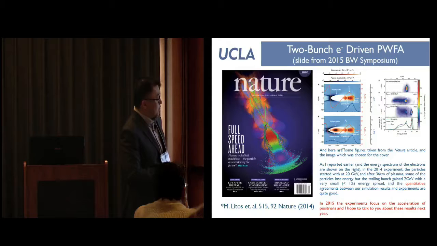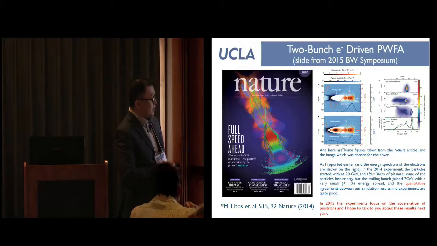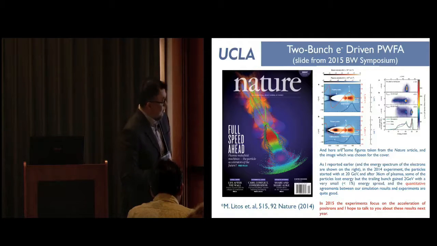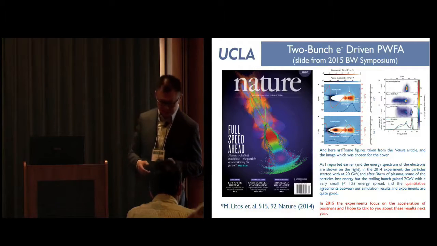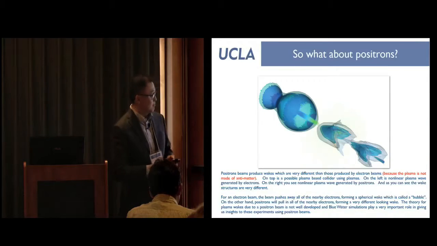You can also see there's very good agreement between our simulations and experiments. The simulation data of the energy spectrum is plotted in green, and it compares very well with the experimental data, which is plotted in blue. As you can see from last year's slide, I promised you that for this year, I'm going to show you some results involving positrons, and that's what I'm going to do for the next couple of minutes.